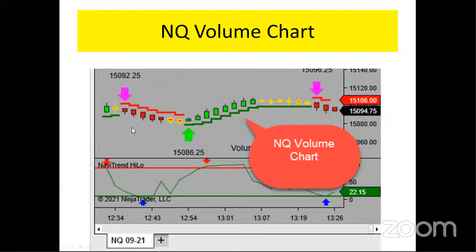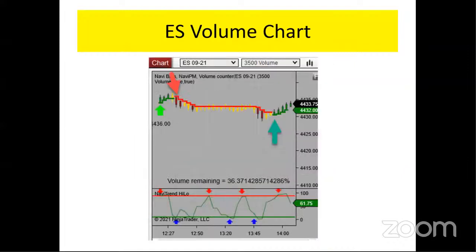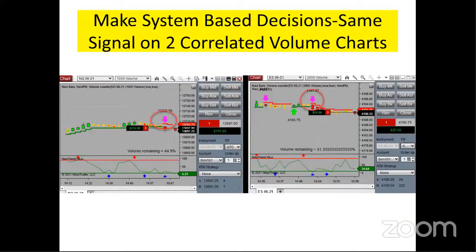All right, so here's a volume chart with 3 different signals on it. Another volume chart here. With our volume charts, you can actually take trades just based on the actual signal line on the volume chart. So here's an example of 2 sell signals, correlated signals on the NASDAQ and E-mini volume charts.